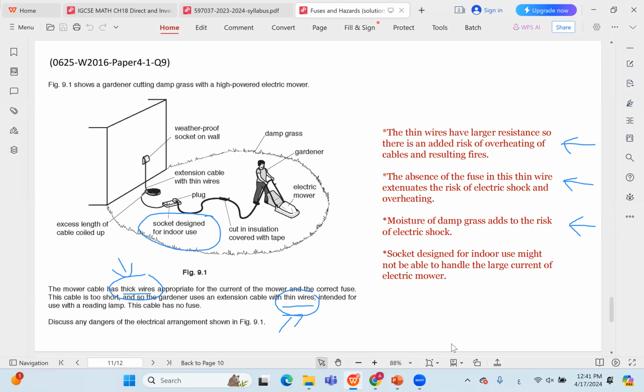Furthermore, it cannot handle such a large current of the electric mower because it's a socket used to charge mobile phones or something that requires a much smaller current. You cannot use such designs for different current requirements. So if you have a socket that usually deals with mobile phones, you cannot use it for an electric mower because it's not designed to handle such large currents. So it's the same idea as the previous question. You are expected to receive questions in the exam that give you scenarios like this one, and you are expected to try to figure out what the hazards of the arrangement are. So this is an important question to bear in mind.